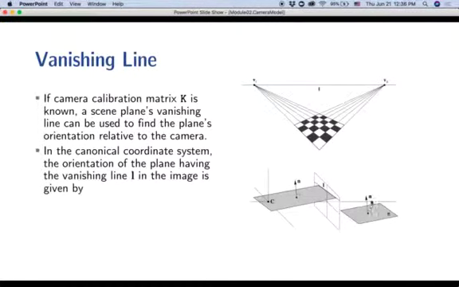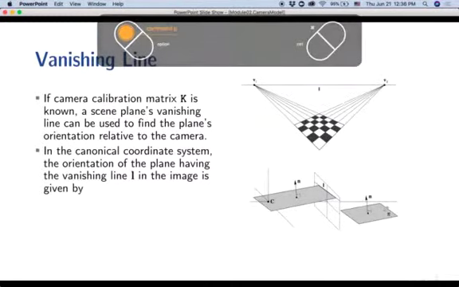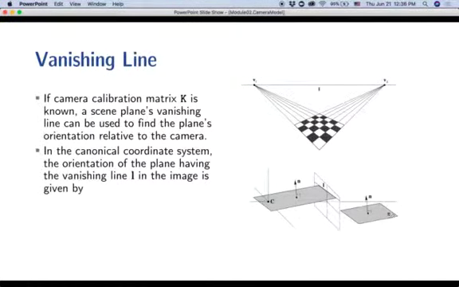This is a ground plane here, plane pi. So given by pi, and I want to find the vanishing line. So you have a camera up here, let's say mounted on your car or truck or somewhere. You want to find the vanishing line of this plane, which is the ground plane.